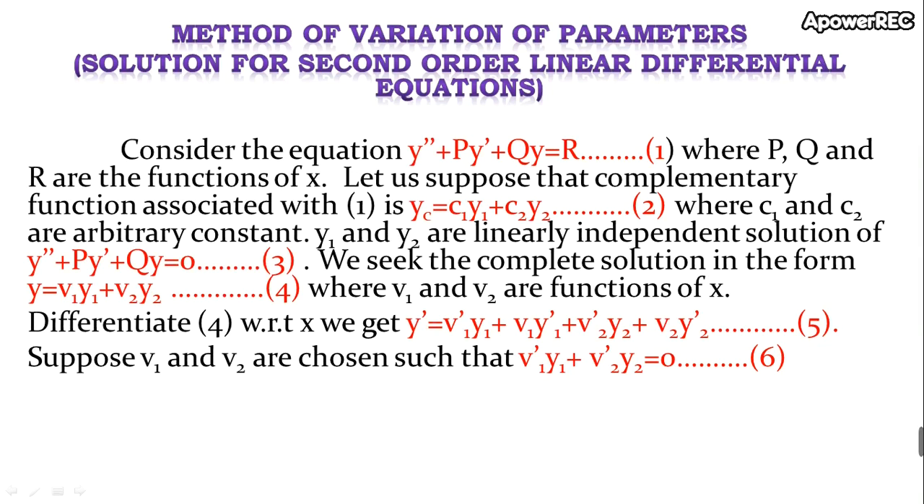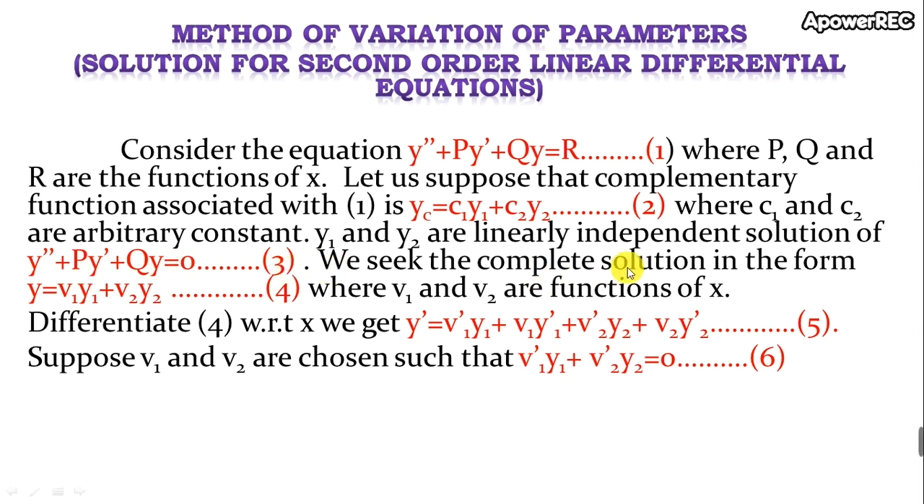Let us consider that equation y double dash plus p into y dash plus q into y is equal to r. Suppose the complementary function of equation 1 is c1 into y1 plus c2 into y2. I consider it as equation 2, where c1 and c2 are arbitrary constants and y1 and y2 are linearly independent solutions of y double dash plus p into y dash plus q into y is equal to 0. I take this as equation 3.